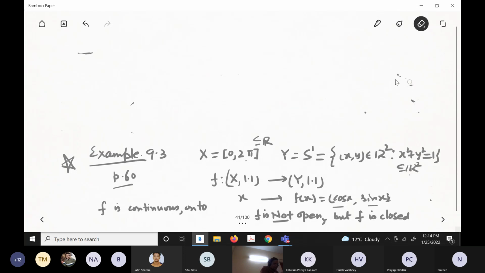You should look at this point in Willard. He has not talked about compactness, but if you use compactness, what I taught you last time, it is a closed bounded subset. So by the Heine-Borel theorem it is compact. This is also compact. Both X and Y are compact.